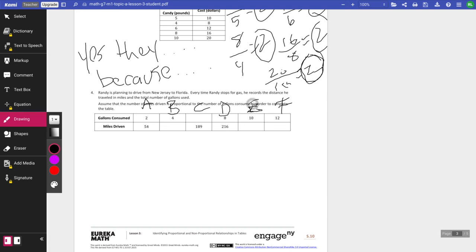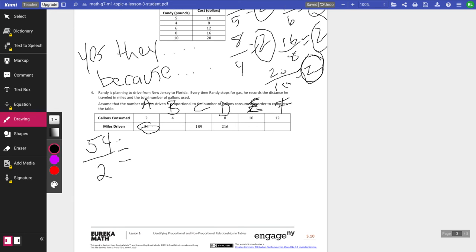And I see this written horizontally. It doesn't matter horizontal or vertical. It's the same process. Okay. So I need to figure out first what my rate is, which means I'm going to take my miles driven, 54, and I'm going to divide that by 2.